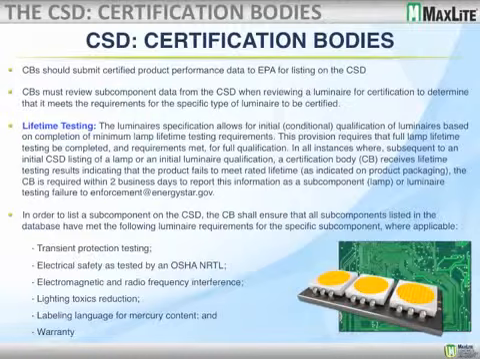Now this is another third party that basically is, the certified body is acting for the government. They are doing all the work, and basically the CB should submit the product performance data to the EPA on the manufacturer's behalf. The certified bodies must review the subcomponent database from the CSD when reviewing the luminaire for certification. So this is the next step.